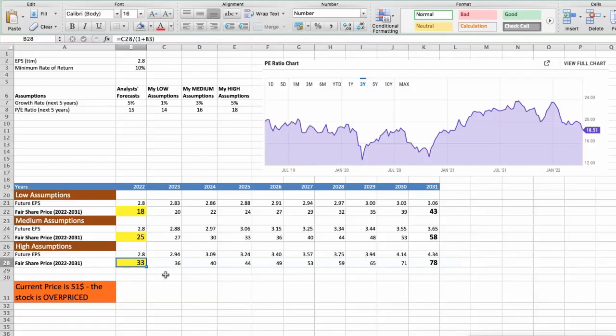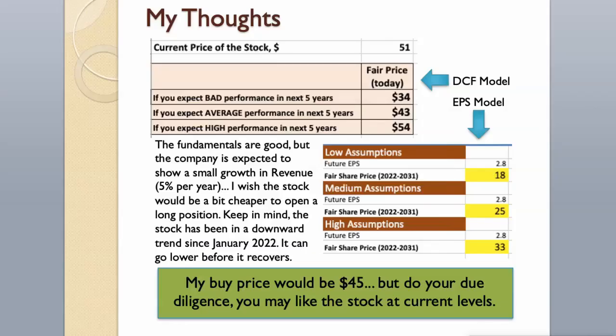As you can see, today the stock is overvalued at $51, even if we expect the company's high performance in the future. The fundamentals are good, but the company is expected to show a small growth in revenue, 5% per year. I wish the stock would be a bit cheaper to open a long position. Keep in mind that the stock has been in a downward trend since January 2022. It can go lower before it recovers. My buy price would be $45. But, dear due diligence, you may like the stock at current levels.